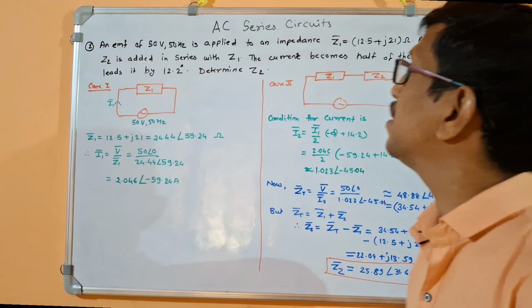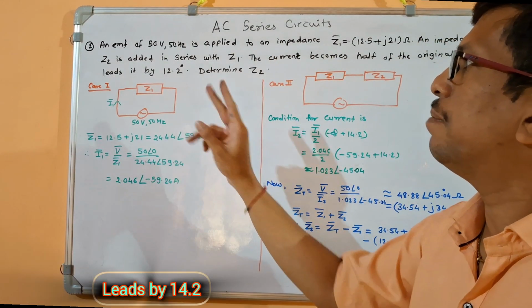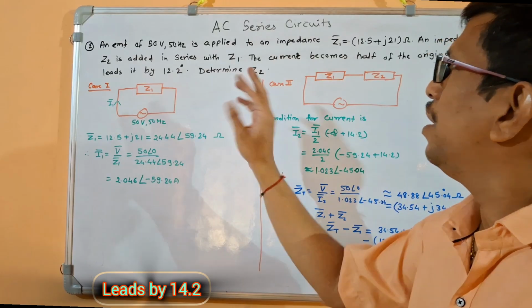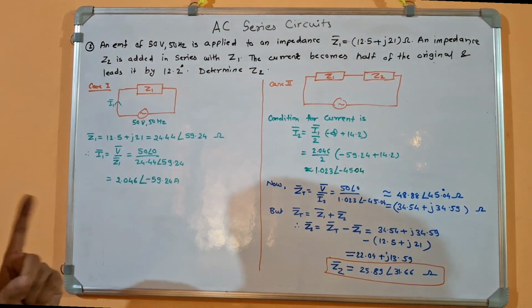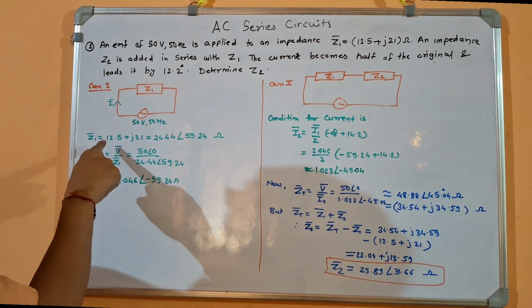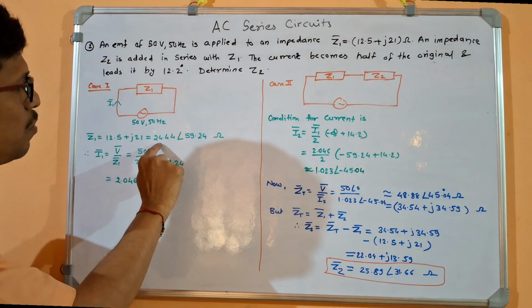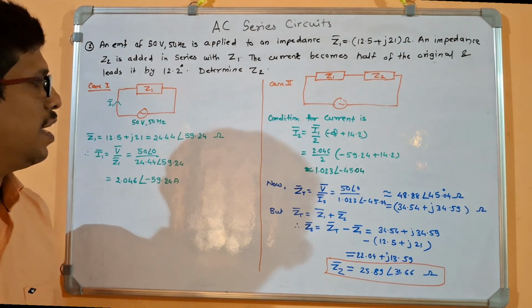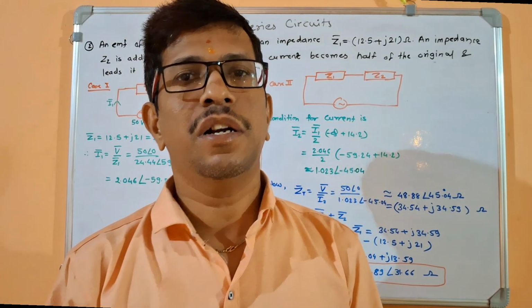Okay, this is second case. The current becomes half of the original and leads it by 12.2 degree. Determine Z2. So in first case it is given that Z1 is only connected to 50 volt 50 hertz. So that's why this Z1 is given as 12.5 plus j21. We are converting it to polar form, 24.44 at an angle 59.24. See, for division and multiplication we need polar form.